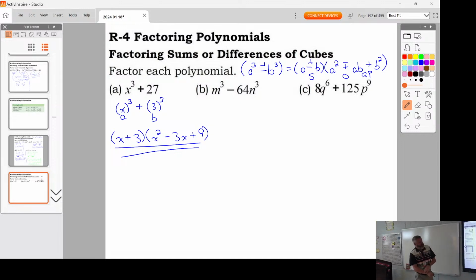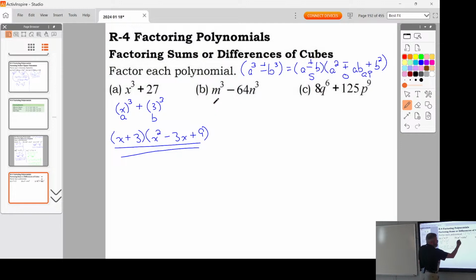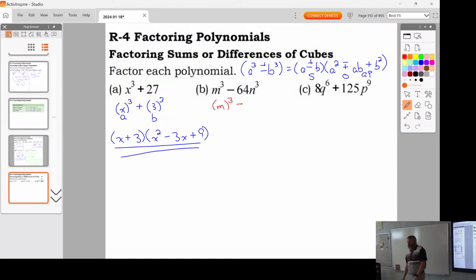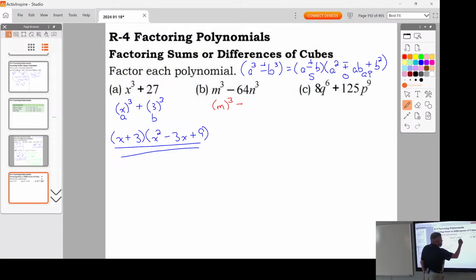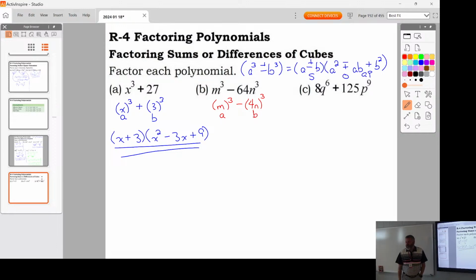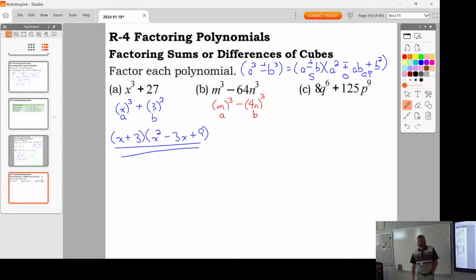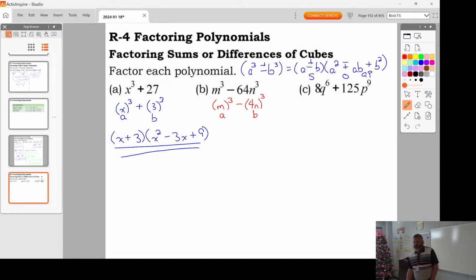Part B, m cubed, perfect square, a perfect cube. It came from m cubed minus, is 64n cubed a perfect cube? What do you cube to get 64? And to get the n cubed, I've identified my A and my B, so I can write my answer using the formula. And recall that you can use a 1-page cheat sheet writing on both sides, even in this class. Okay.